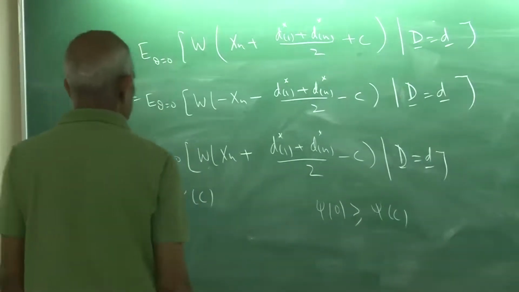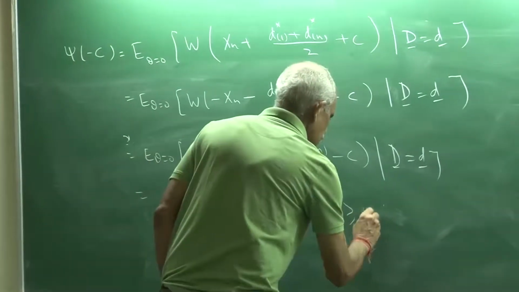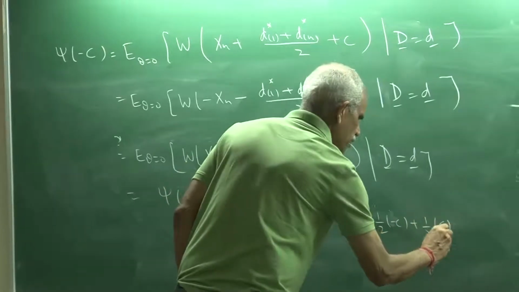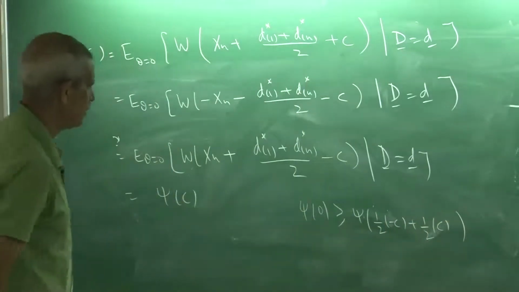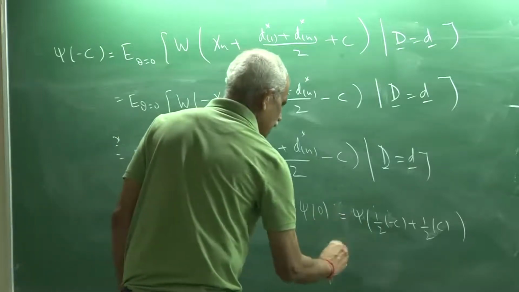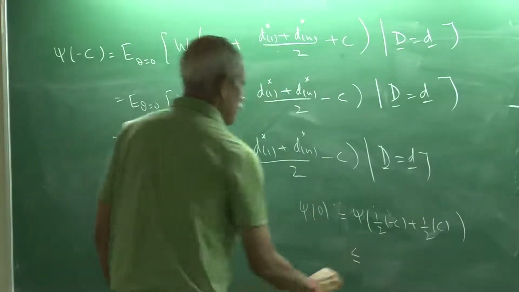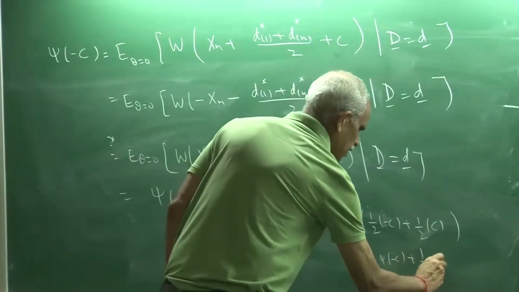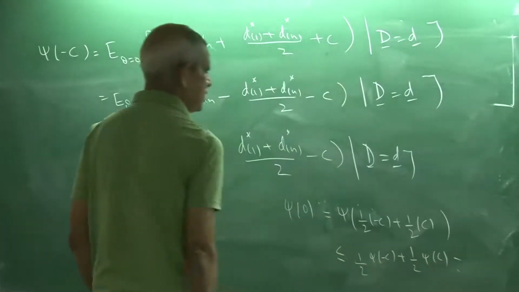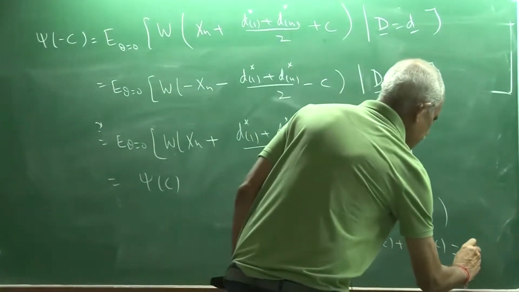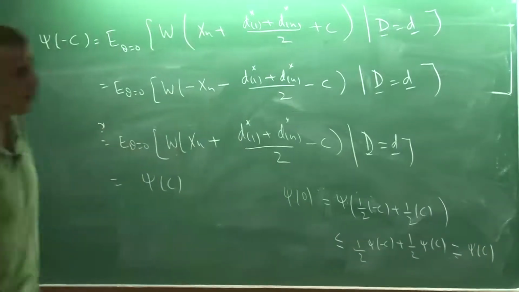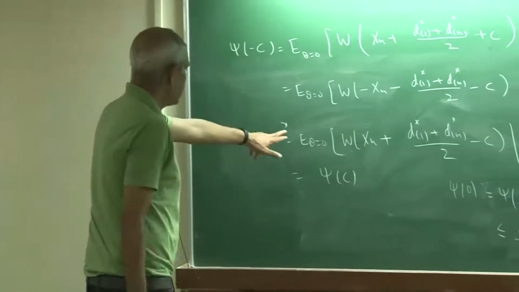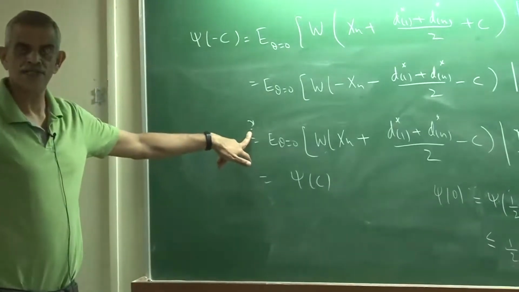So, minimizing thing would be, because psi of 0 you will write down as psi of half of minus c plus half of c. Sorry, psi of 0 is the same as this, and psi is convex. So, this will always be less than or equal to half times psi of minus c plus half times psi of c, but psi of c is the same as psi of minus c. So, this becomes psi of c for any c. So, psi of 0 will always be less than or equal to psi of c for any c. So, minimizing thing would be 0, provided I can settle this question mark.